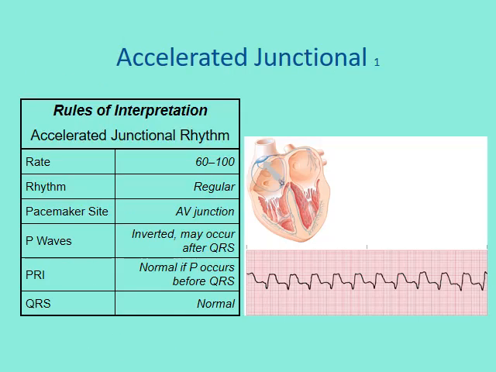All right, accelerated junctional. We are going faster than a junctional rate. Remember, our junctional rate is 40 to 60, but our accelerated junctional rhythm is 60 to 100. The pacemaker site is the AV junction, so we're going to have inverted P waves. They could come before, after, or in the middle of the QRS complex, and you won't see them.